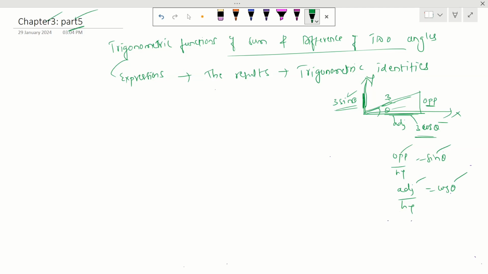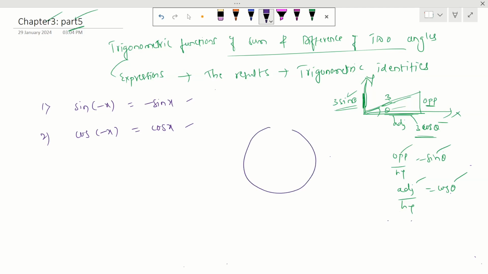In the same way, the first formula we already discussed: sine of minus x is equal to minus sine x, and cos of minus x is equal to cos x. These we need to prove.